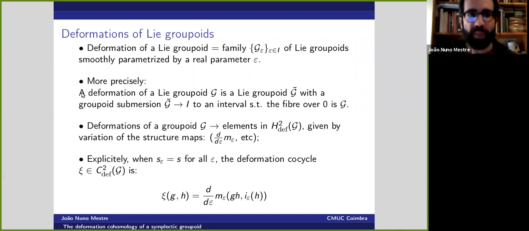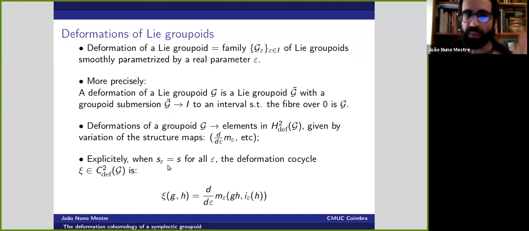So whenever we have something like this, then we'll have elements in the second cohomology group of the deformation cohomology of G, which represents the variation of the structure maps. So something like d/dε of the multiplication at time ε.